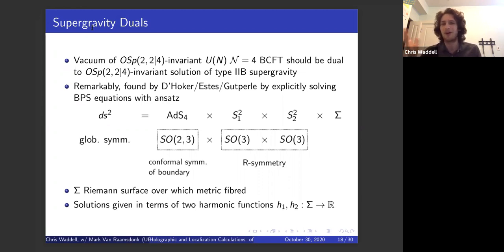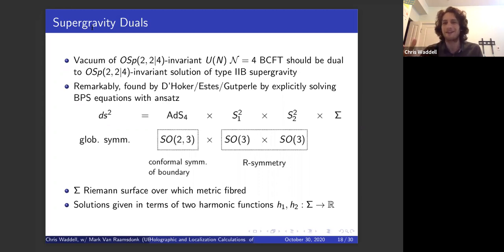And pretty remarkably, these were found explicitly by D'Hoker, Estes, and Gutperle, who were able to manually solve the BPS equations associated with this using a certain geometric ansatz reflective of the global symmetries that we expect in the BCFT. So in particular, in our BCFT, we have some conformal symmetry, which is preserved by our boundary. And then we have some residual SO(3) times SO(3) R symmetry.